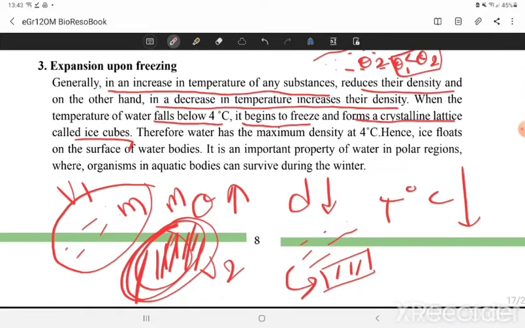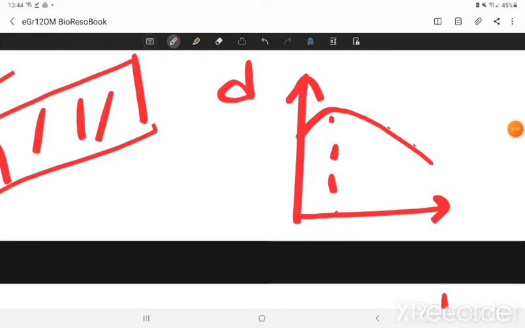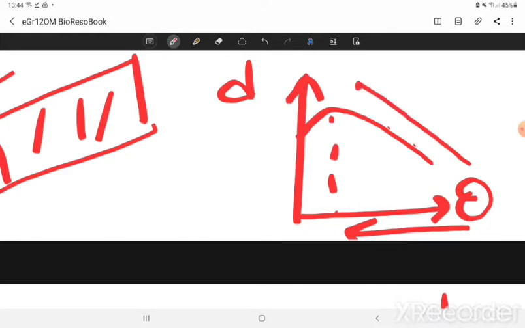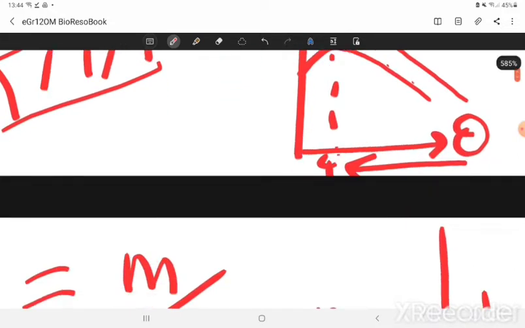Now again, when the temperature of water falls below 4 degrees, it begins to freeze and forms a crystalline lattice called ice cubes. Therefore, water has a maximum density at 4 degrees. The graph is something like this. Theta. When you go in this direction, theta decreases. When the temperature decreases, as usual, the density increases in this direction. But that is up to 4 degrees only, right?